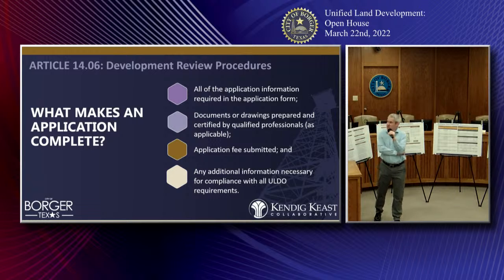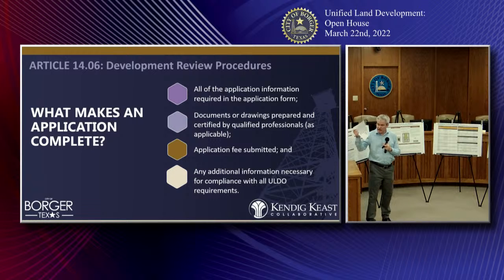First is that the application is filled out, the actual application, and there are applications in the development guidebook that we've had in a draft form here, that any documents that are needed have been prepared by the right people. So plats generally have to be drawn up by a licensed surveyor, so there would need to be a check that there's a seal on the drawing by a surveyor, that the fee for the application has been submitted, and that any other information necessary for compliance with the ULDO has been provided.